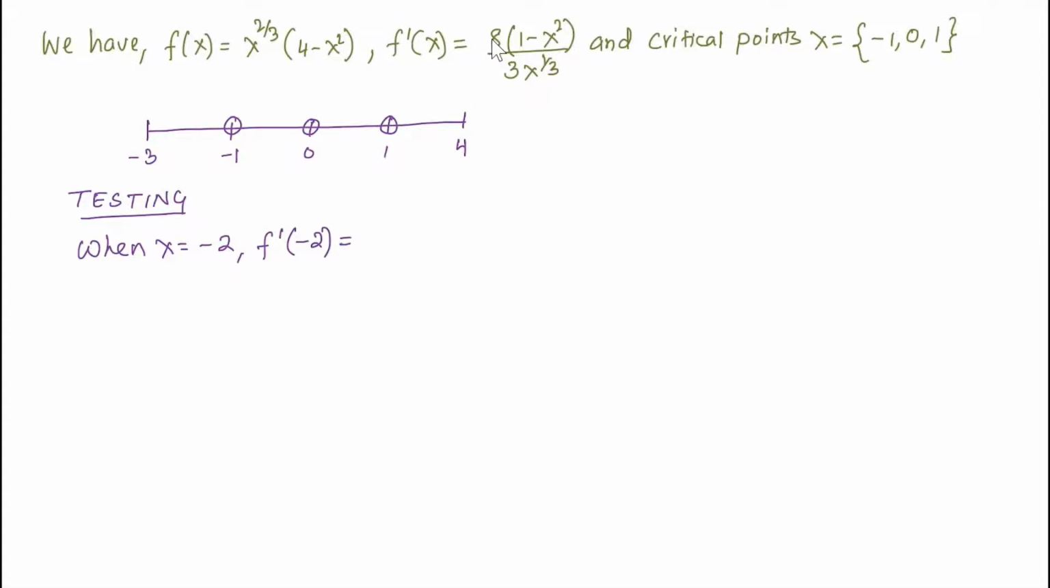be 8 multiplied to 1 minus -2 squared is 4, divided by, in the denominator, 3 times x is -2 raised to 1/3. So -2 raised to 1/3, that's a negative value, multiplied to a 3, that is negative in the denominator. And in the numerator, 1 minus 4 is a negative, multiplied to 8, that's also negative. So negative over negative is positive. So the overall result is positive.